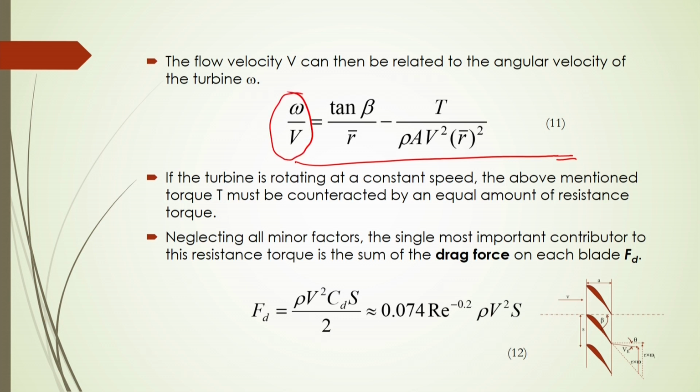If the turbine is rotating at a constant speed, the above mentioned torque, that is in equation number 11, must be counteracted by an equal amount of resistance torque. Now, neglecting all minor factors, the single most important contributor to the resistance torque will be the sum of the drag force on each blade, denoted by F d. Now, this F d should be equal to rho v square C d S by 2. S is what is that?